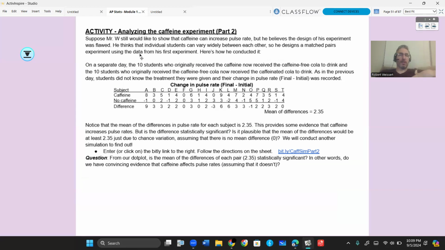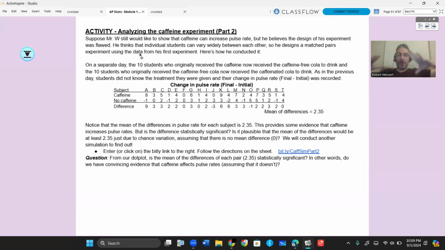I know I drink coffee every day, so giving me a small cup of cola might not do a whole lot for my pulse rate. So what I want to do is maybe split everybody up by their own individual block. We're going to do one experiment at the beginning where, one day, we're going to take these 20 people and we're going to randomly assign them either cola with caffeine or cola without caffeine.